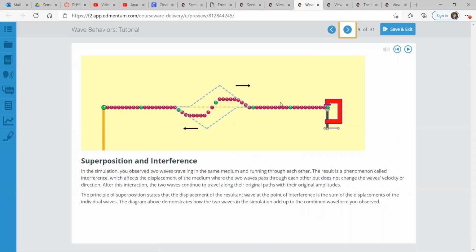Superposition and interference. So in the simulation, you observed two waves traveling in the same medium and then running through each other.